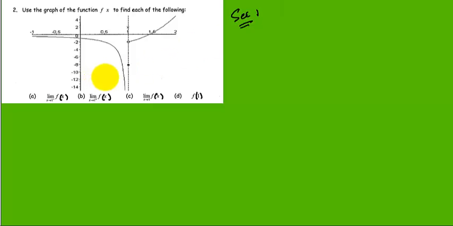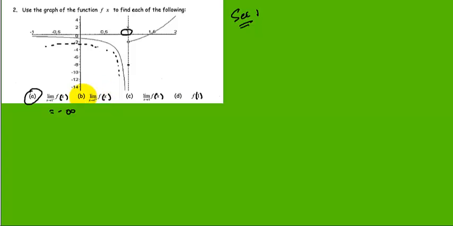So let's take a look at this. They give us a graph and they want us to find the limit. Let's start with A. In A, they want you to find the limit as x goes to 1 from the left hand side. So you're coming from the left hand side, and here's my 1. What's happening to the curve? It's going down to negative infinity. So this is equal to negative infinity.